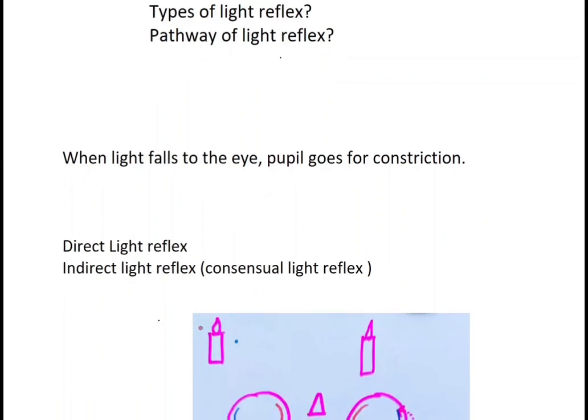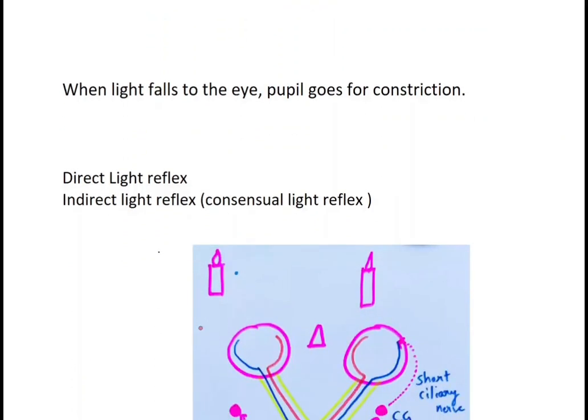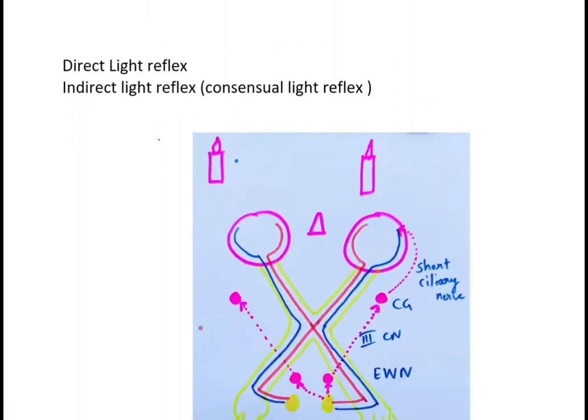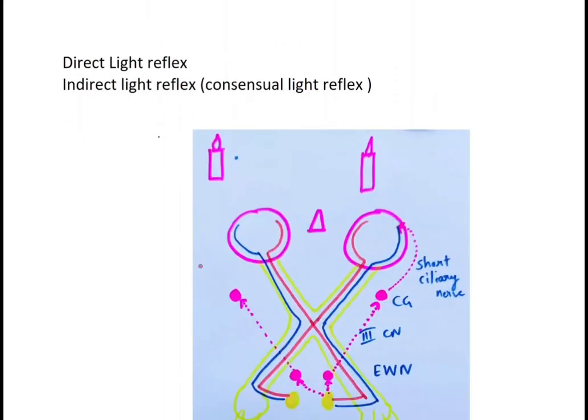Now we'll see the pathway of light reflex. For this, you can check out the video on visual pathway and then get back to this video, because you should be very clear with the visual pathway, then only will you understand the light reflex pathway. So just to summarize or revise: the candle you're seeing here is present in the left visual field. So this is the left visual field and this is the right visual field.